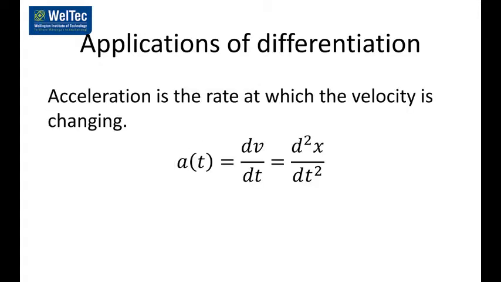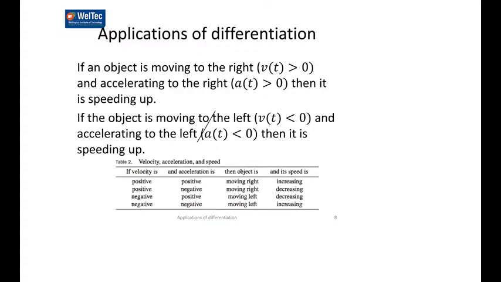The acceleration then is the rate at which the velocity is changing. If an object's moving to the left, so it's got negative velocity, and it's accelerating to the right at the same time, then actually, if you think about it, it's slowing down. If an object is moving to the right, so the velocity is positive, and it's accelerating to the left, then again, it's actually slowing down. And similarly, if we've got a positive velocity and a positive acceleration, it's speeding up. And if we've got a negative velocity and a negative acceleration, then it's also speeding up.